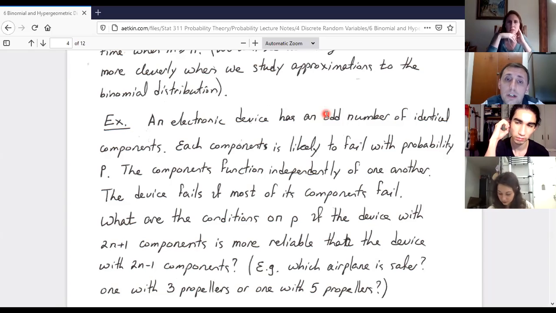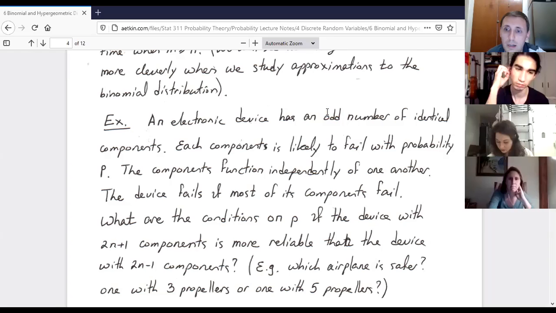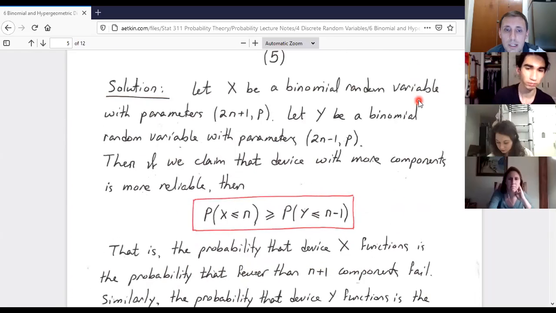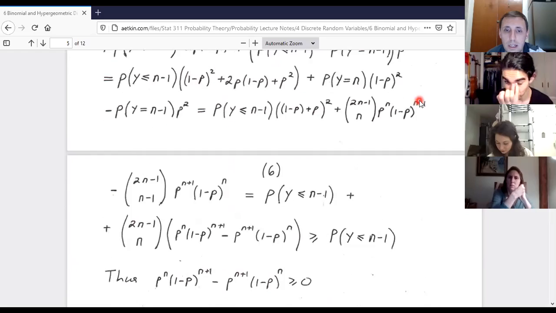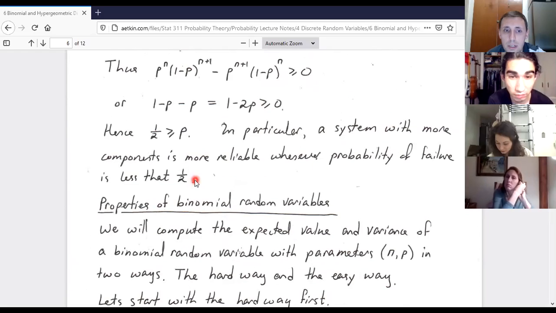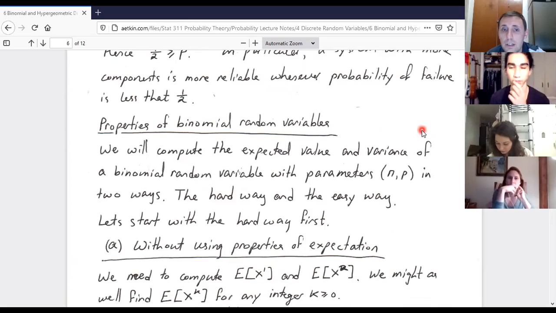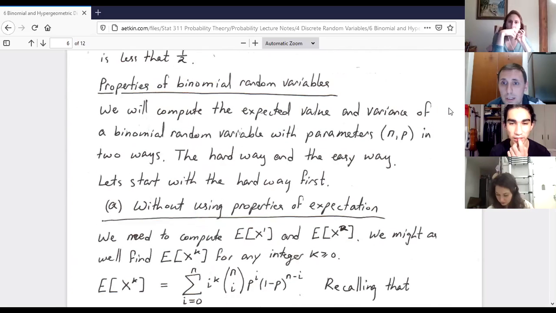If p is very close to 0, perhaps you imagine that you want to have more components. If they're very reliable, not likely to fail, you want to have more components. Maybe less than a half or something? Oh, good. So, good feeling, I think. But here, you see, I have all this description, and 1/2 is correct. So you have good instincts, Naomi, right?